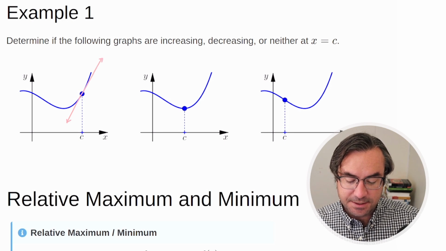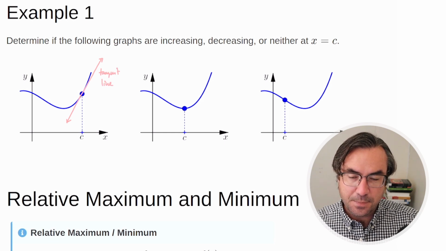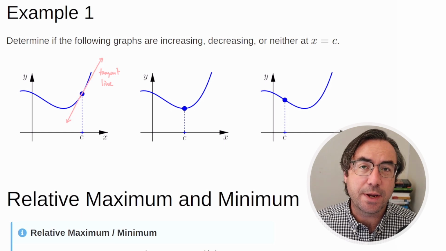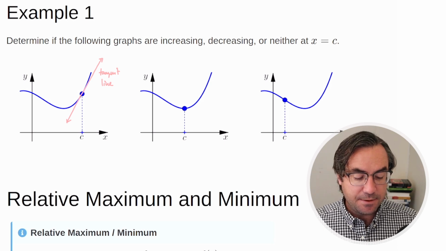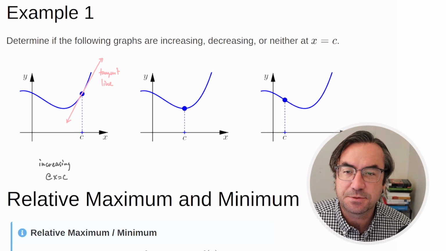It looks something like that. So there's our tangent line for this point. And we see that the tangent line has that upward trend. It's going up. So we would say this function is increasing at x equals c. It's increasing at this point.